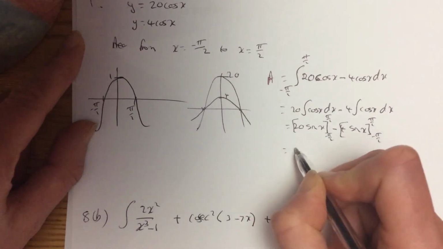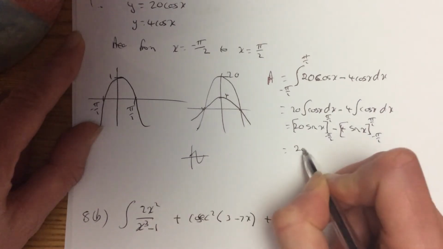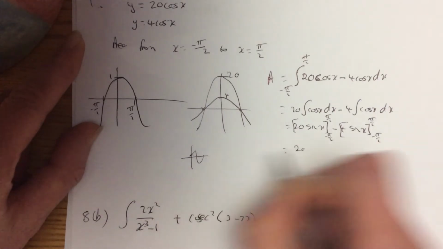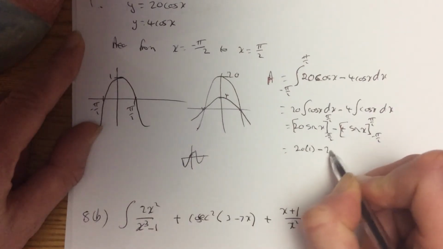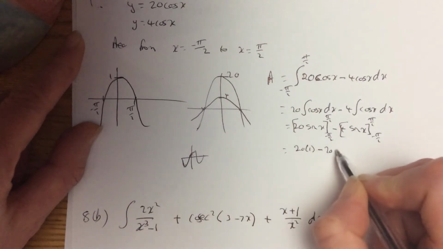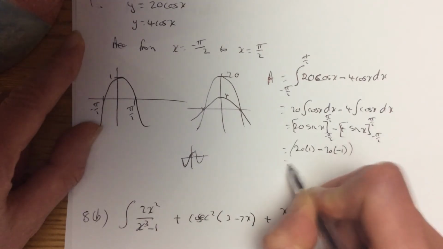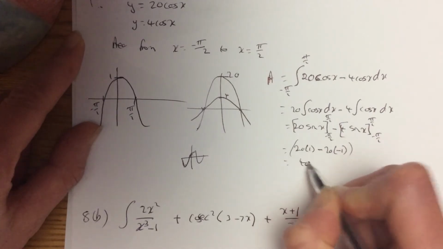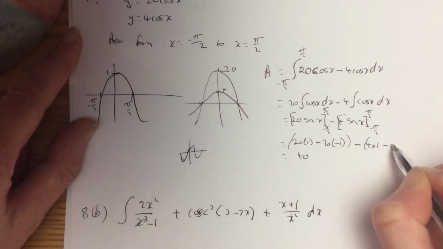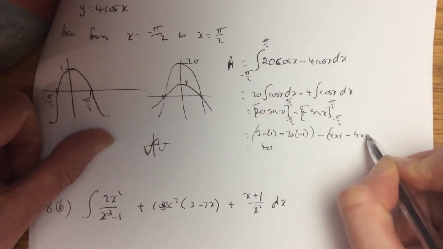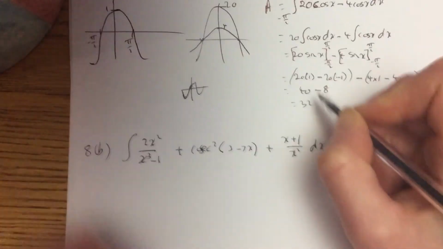So 20 sine, I'm just thinking of the sine graph here to help me get my values. 20 sine pi over 2 is 1, take away 20 sine negative pi over 2, which is negative 1. So the first bracket is 20 plus 20, which is 40. Take away the second bracket, 4 times 1, take away 4 times negative 1. So let's take away 8, which is 32.